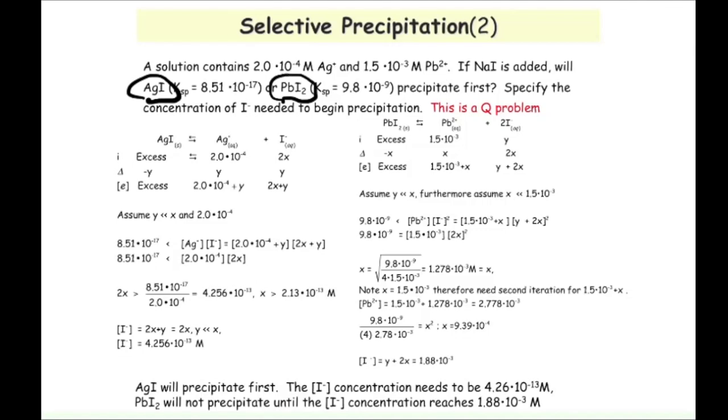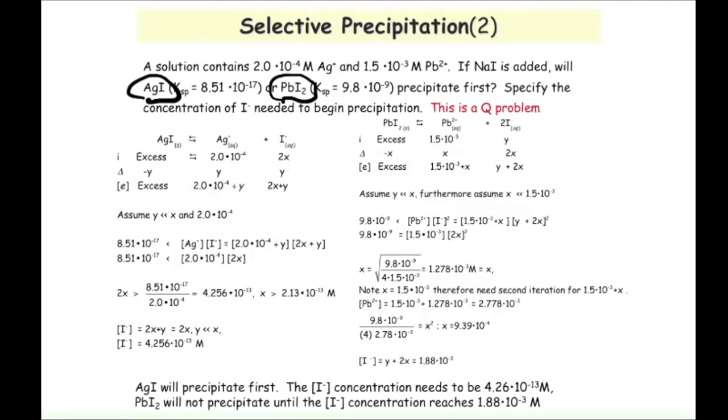If they both produce 2 iodide or 1 iodide, then you can just look at the KSP. But here, one chemical produces 1 iodide, the other chemical produces 2 iodide. So you actually have to solve the math. So this is how I would solve for it.